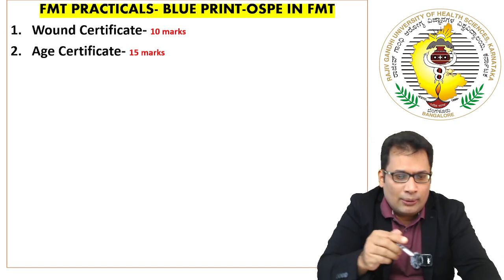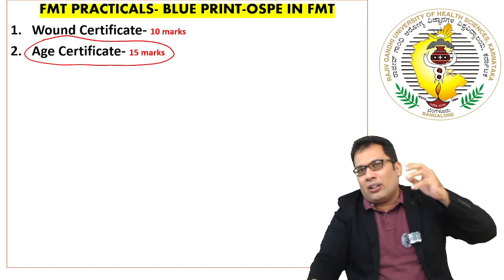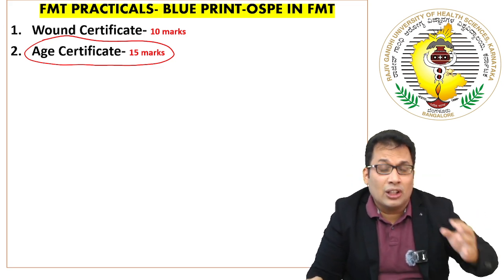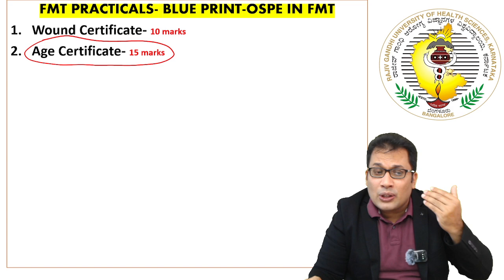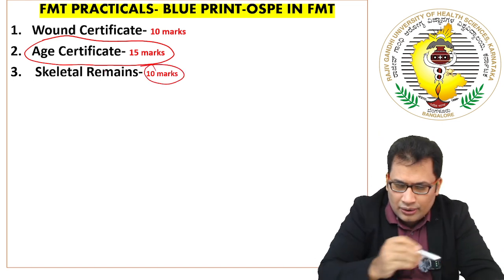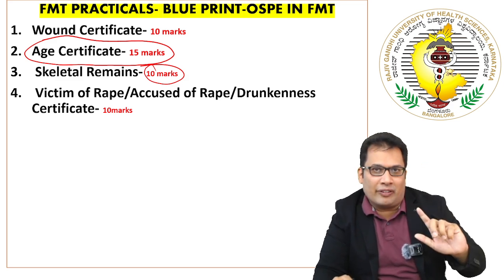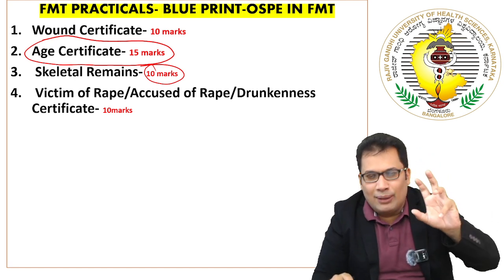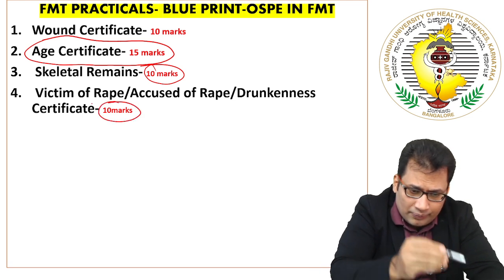Age certificate, 15 marks. In the age certificate, you need to write at least some opinions, for example, opinion after general physical examination, opinion after X-ray examination, opinion after dental examination, then the final opinion. That's why it is 15 marks. Skeletal remains, around 10 marks. Then victim of rape or accused of rape or drunkenness certificate. Either you will get the examination of victim of rape pro forma or accused of rape or drunkenness certificate, that is around 10 marks.